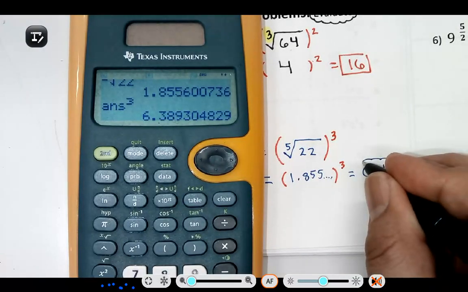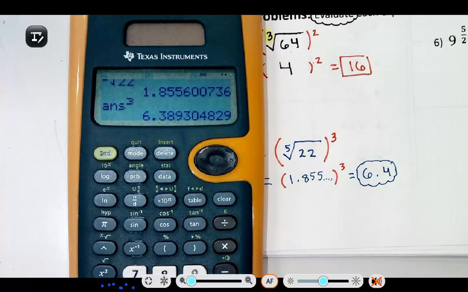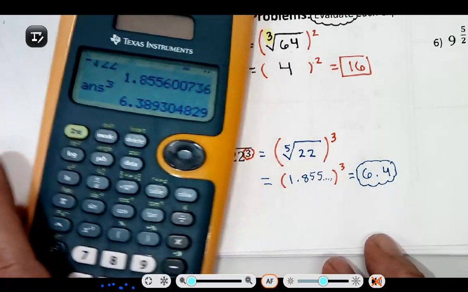So when you get to these, just try your best with them. I know it's not perfect, but there's the idea. So today it's a lot of calculator practice, okay?